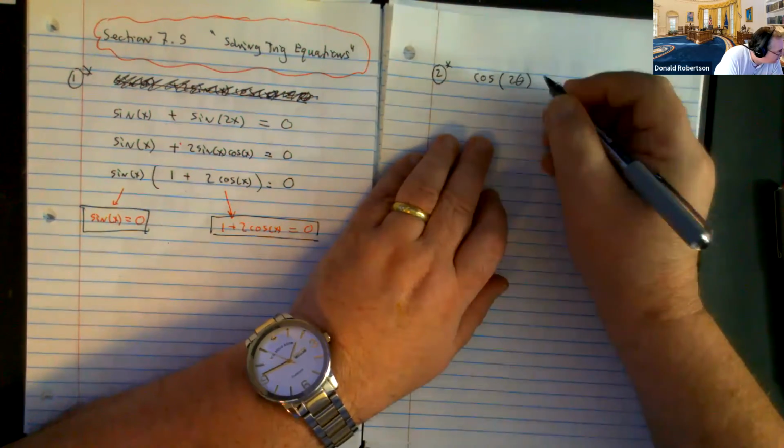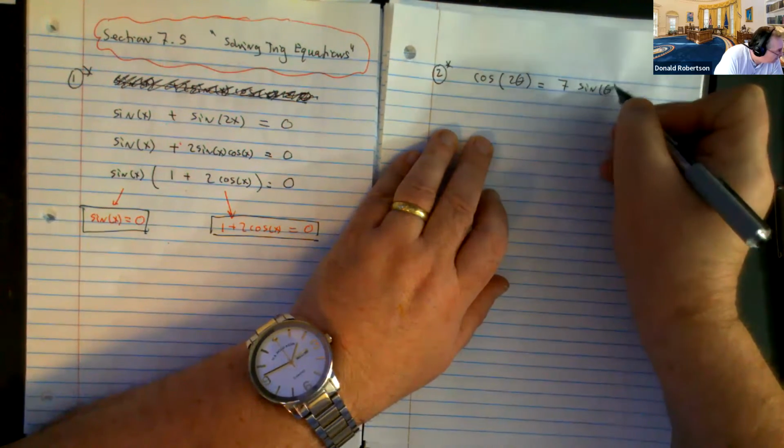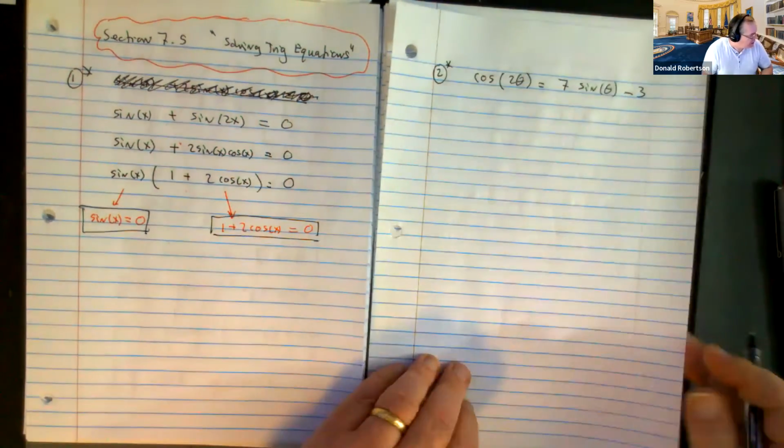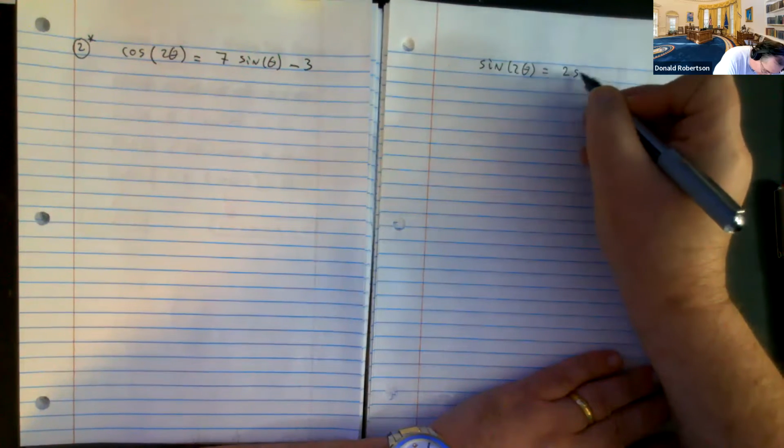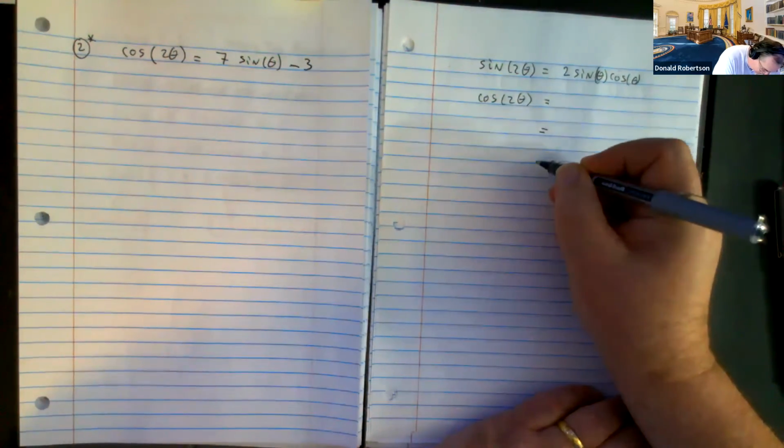This time I'll try and scan a bit better. It's a cosine of 2 theta. And it's going to be 7 times the sine of theta, take away 3. And this one we're going to solve all the way to the end. I'm going to remind you of some guys here. We've just done the sine of 2 theta. It's 2 sine theta cosine theta. We are about to change that double angle. There are in fact 3 versions for the cosine of 2 theta.